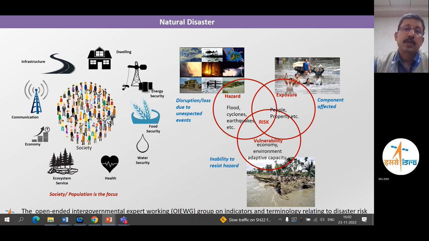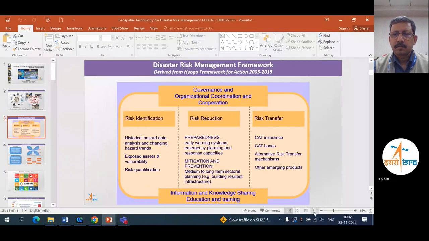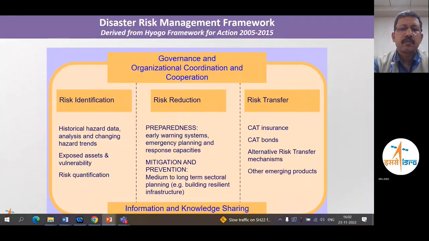So the disaster risk management framework was first formalized as part of the Hyogo Framework of Action in 2005, which was adopted for the next 10 years, and which is basically dependent on the governance and the cooperation on one hand, and the risk identification, risk reduction, and risk transfer on the other hand.